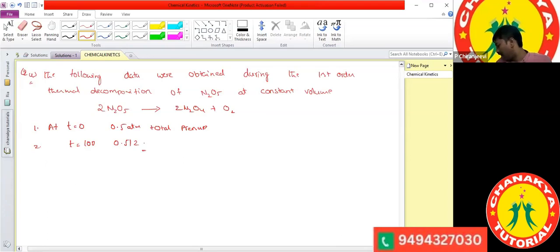And calculate the rate constant. Calculate the rate constant. How can we calculate the rate constant? Which formula can we use to calculate the rate constant in this one?